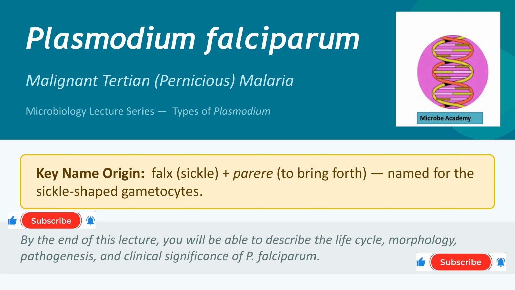We are on the microbiology lecture series of types of Plasmodium, and today we are going to learn about Plasmodium falciparum. The name falciparum comes from the characteristic sickle shape of the gametocytes of this species, and it is the most pathogenic of all the Plasmodium species. By the end of this lecture, you will be able to describe the life cycle, morphology, pathogenesis, and clinical significance of Plasmodium falciparum.